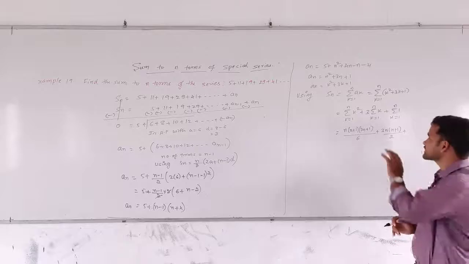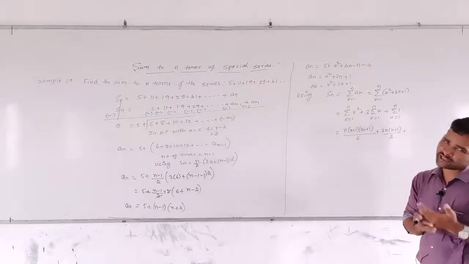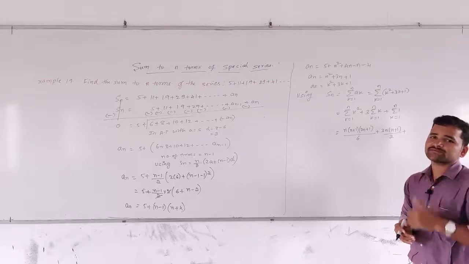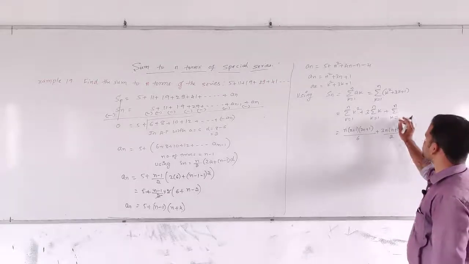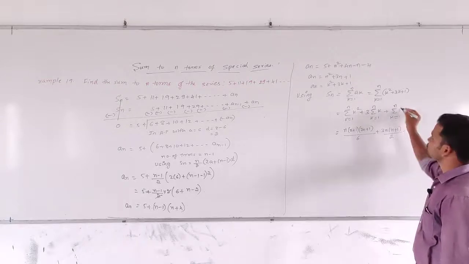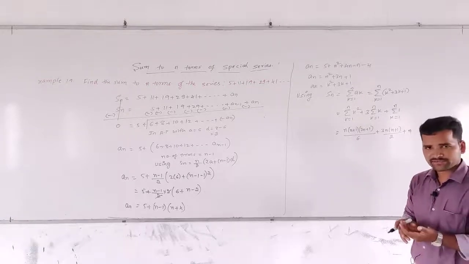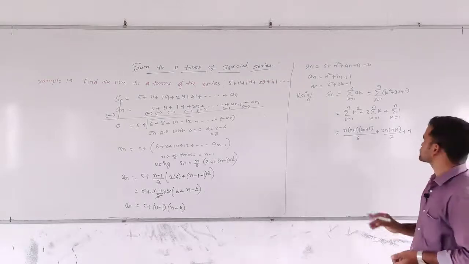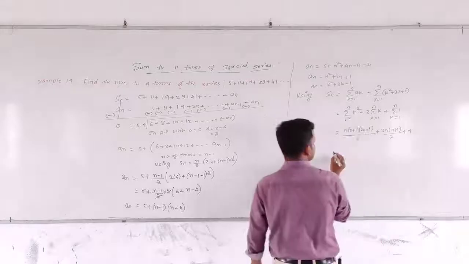Summation of 1, where k varies from 1 to n, means it is 1 plus 1 plus 1 plus 1. How many times? N times it is getting added. Summation of 1, where k varies from 1 to n, is n. If k varies from 1 to 5, then it is 1 plus 1 plus, 5 times. That answer will be 5 into 1, 5. Okay, we need to simplify this.